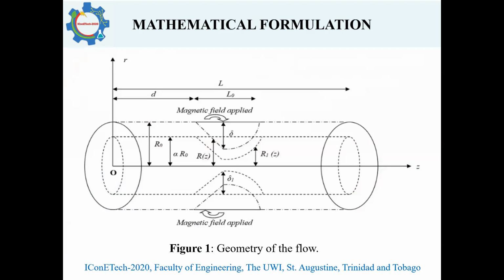Here we have the mathematical formulation. The geometry of the flow: we model the vessel as being circular in nature. In the cylindrical polar coordinate system, we consider the vessel of length L, the stenosis beginning at z equal to d to z equal to d plus L naught, with a corresponding height of the stenosis being delta. And we have the corresponding radius of the different regions.